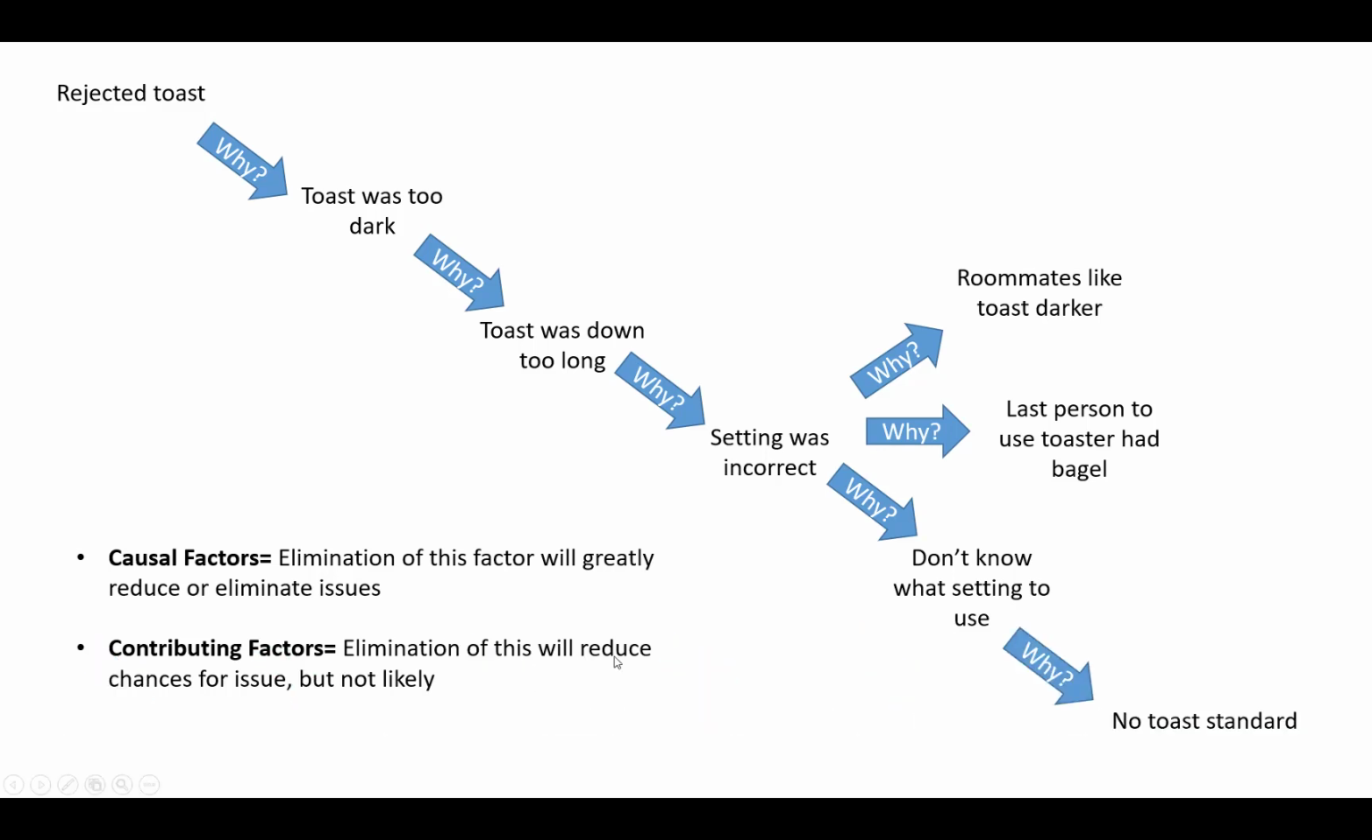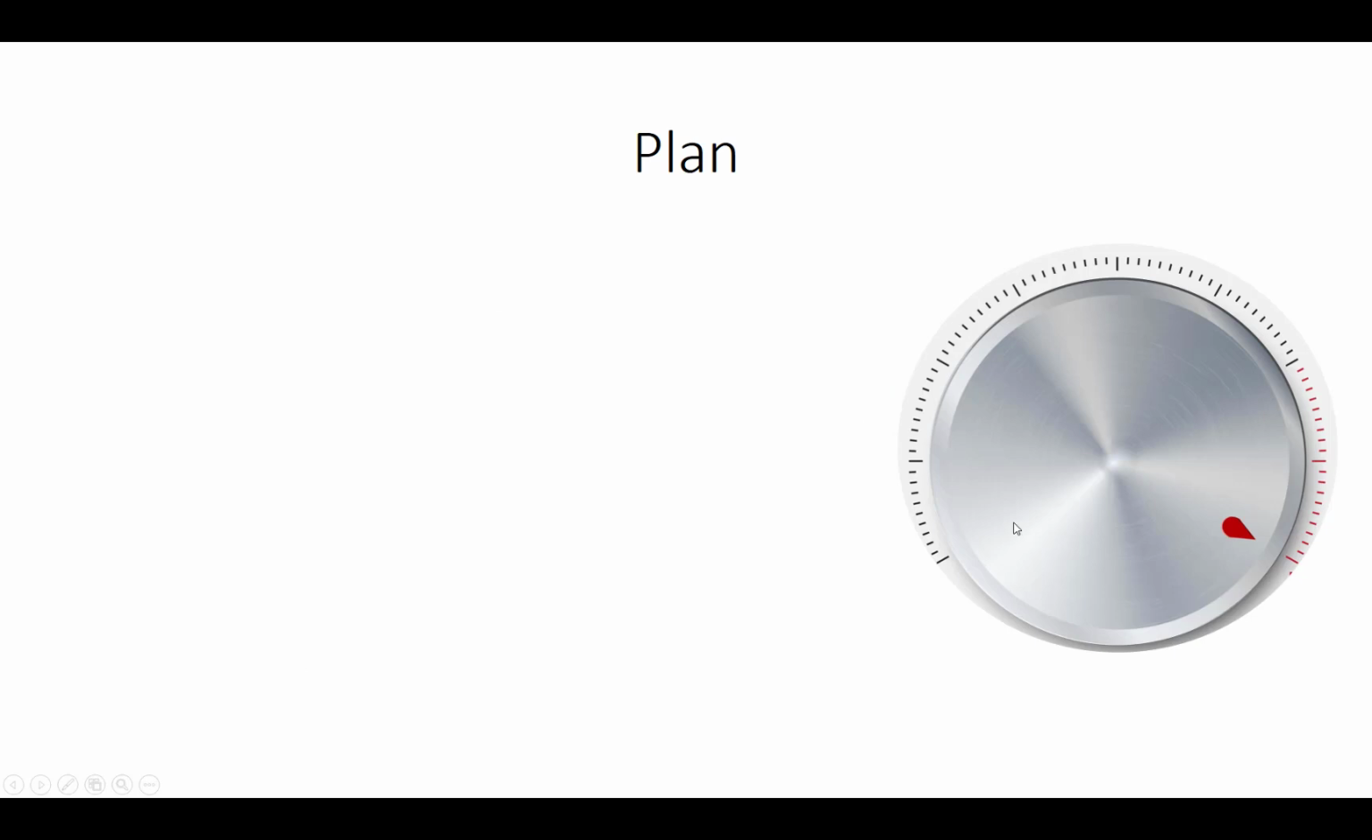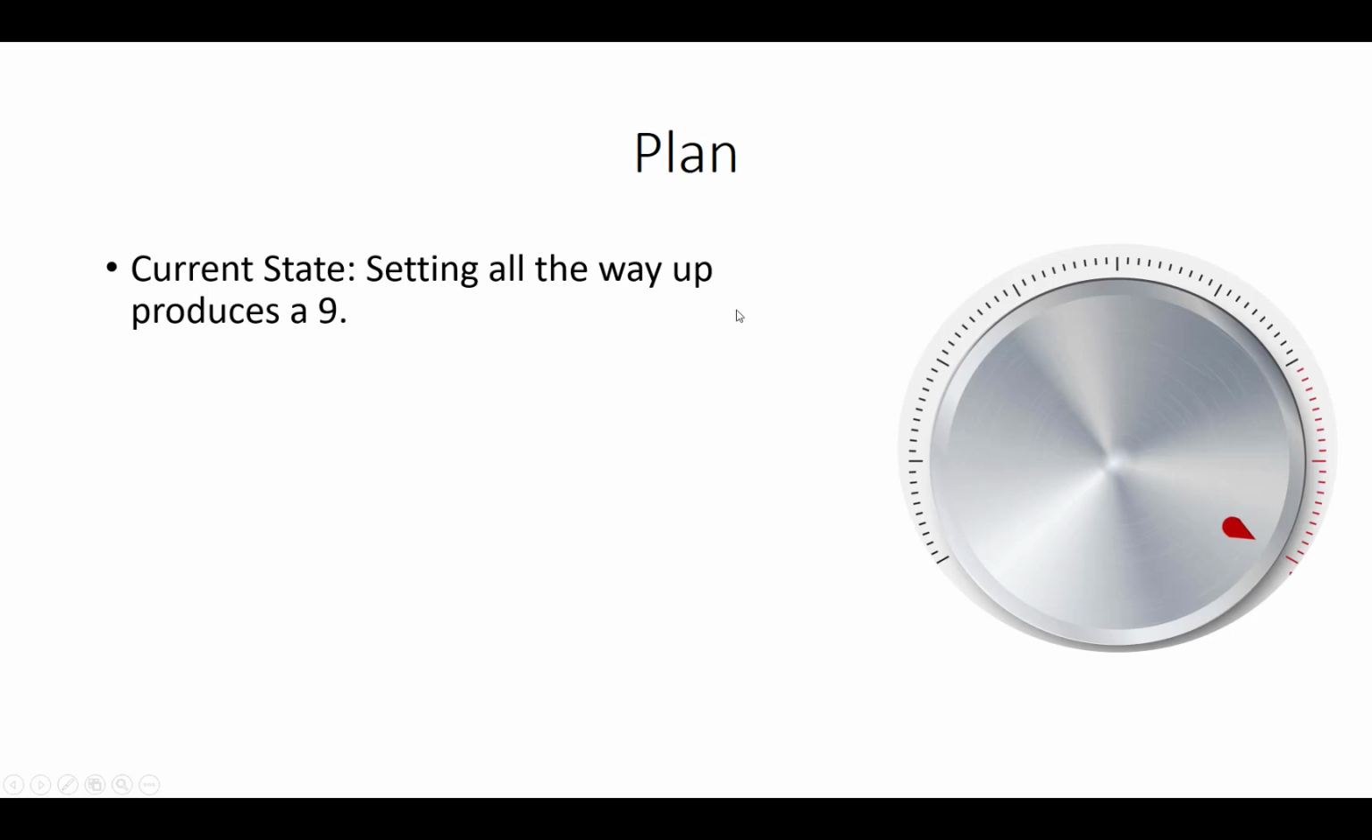All right, and then because we think these are contributing factors, if there's nothing we can do about them or they're very difficult to address, we're going to go down a different leg here. So we don't know what setting to use. That's fairly easy to address. So we don't have a toast standard. Well, we need to create one. So our plan, we go ahead and we take a look. Our current state, the setting is all the way up and it produces a 9.